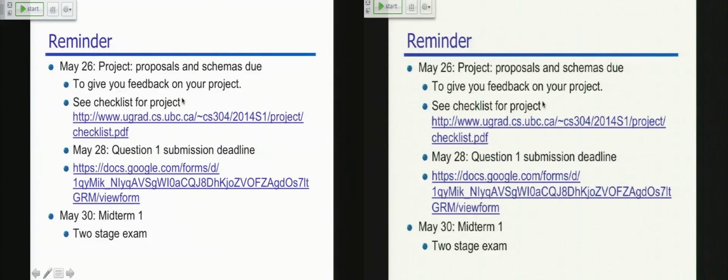Although it's not mandatory and it's not marked, I strongly encourage you all to hand it in, because it's an opportunity for you to get some feedback from the TAs who will be marking your projects later.